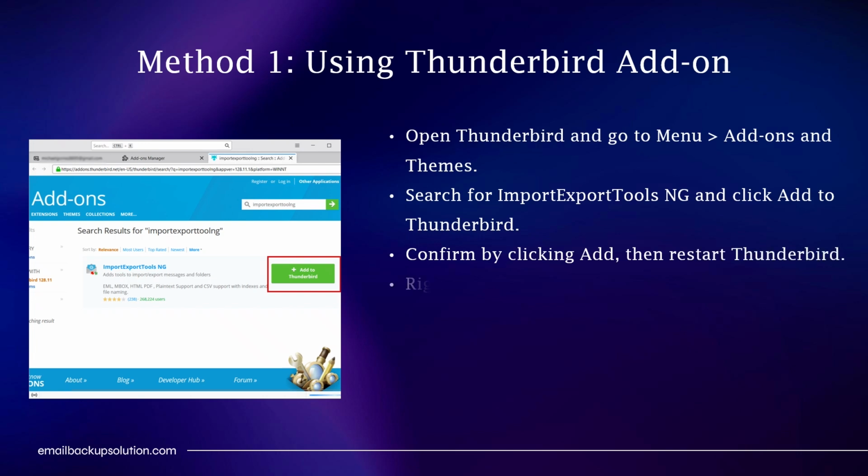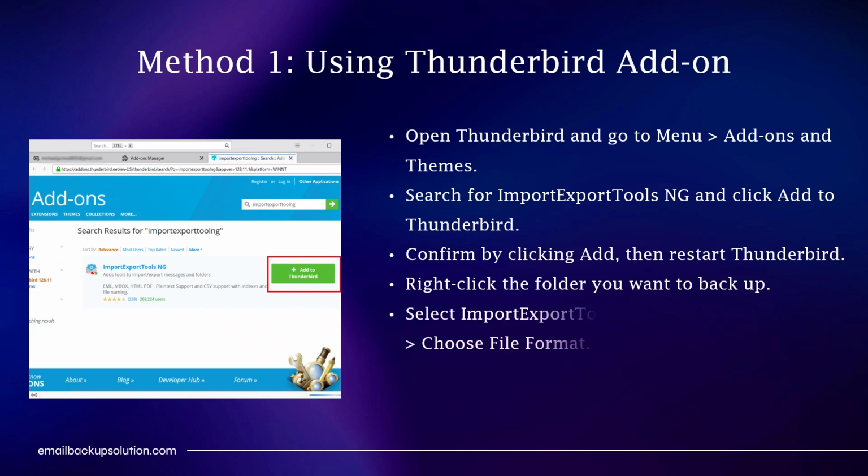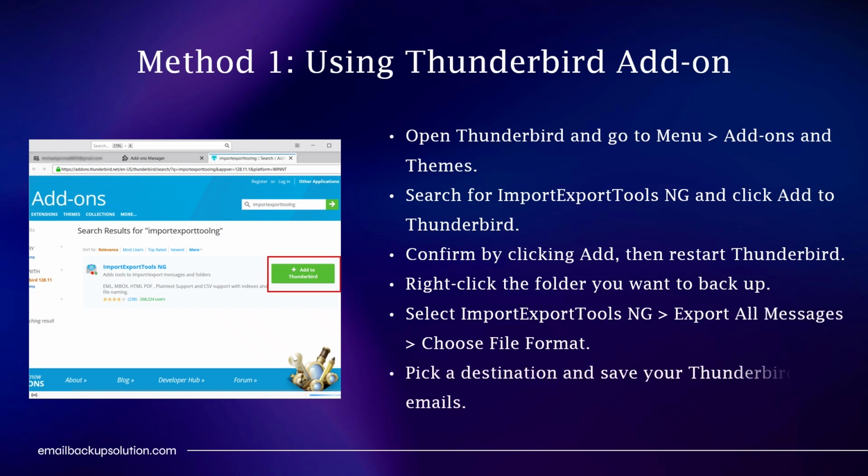Right-click the folder you want to back up. Select Import-Export Tools NG, Export all messages. Choose file format, pick a destination, and save your Thunderbird emails. This manual method is free and easy, but it has limitations.